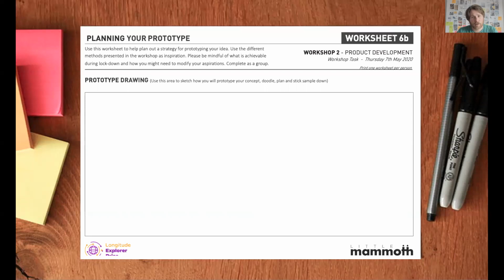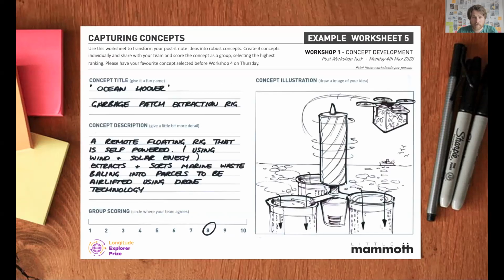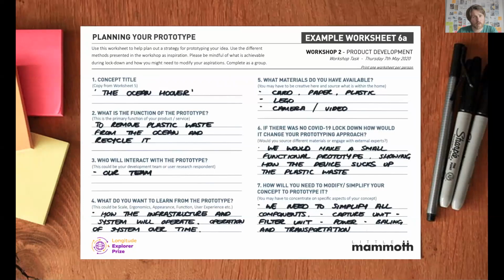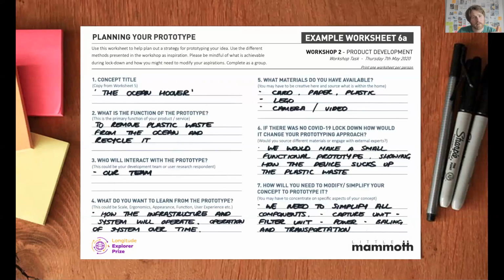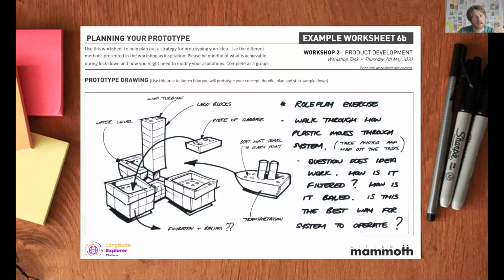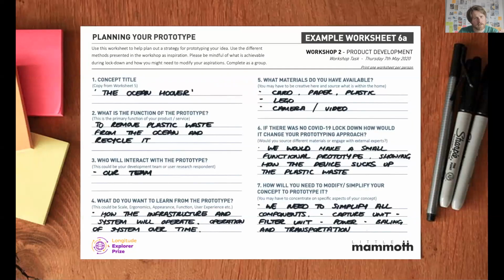So hopefully you've gone through that exercise, and we've got a few examples here just to talk through exactly what we'd expect from that session. So my concept was about Ocean Hoover, and the next 2 sheets go through exactly what I would be intending to prototype and who it's intended for, and then a sheet to explain exactly what type of prototype that would be. So the idea here was that I was going to prototype the Ocean Hoover, but I wanted to figure out the system itself and how it would operate, rather than the mechanics of the device. It's how the whole system works.